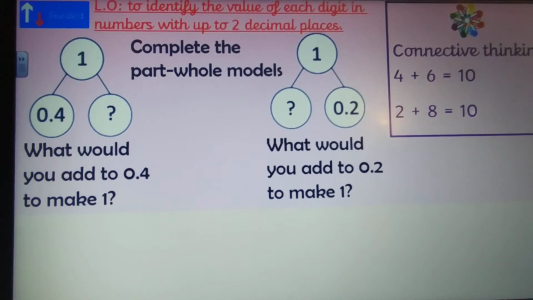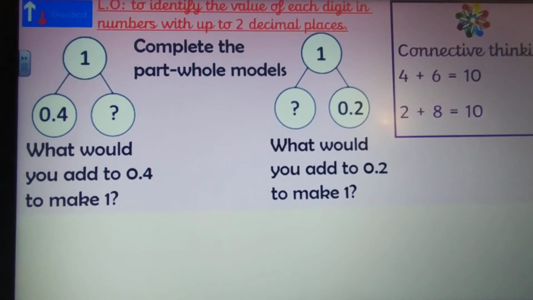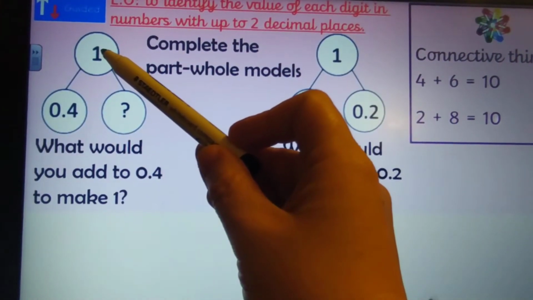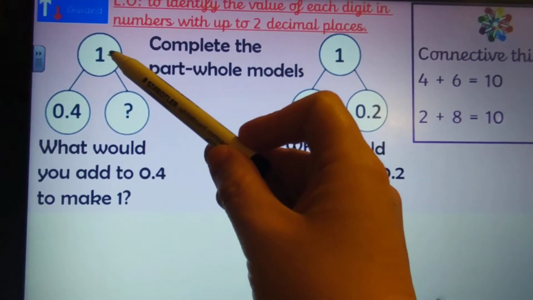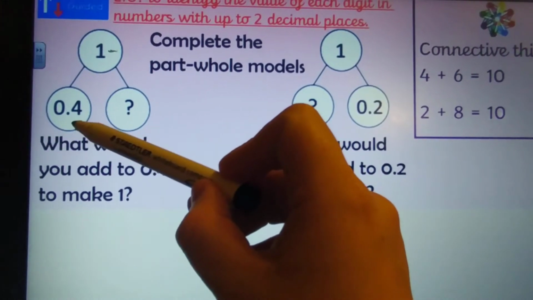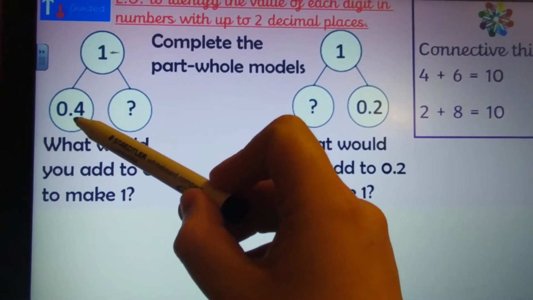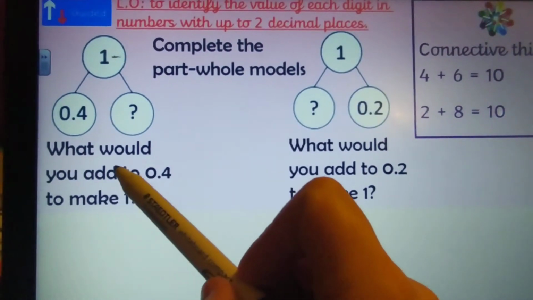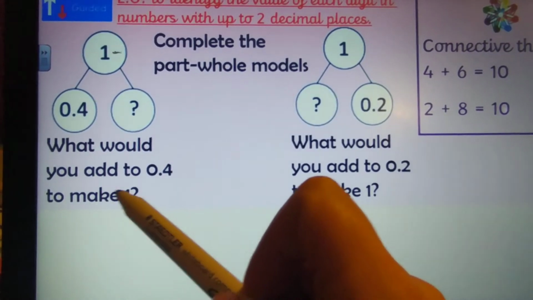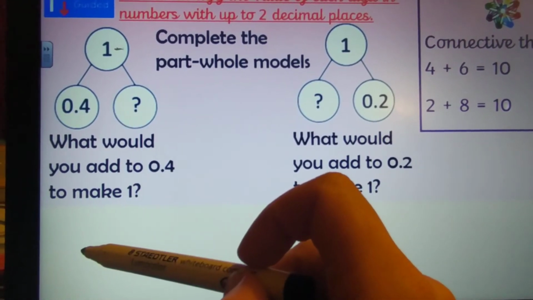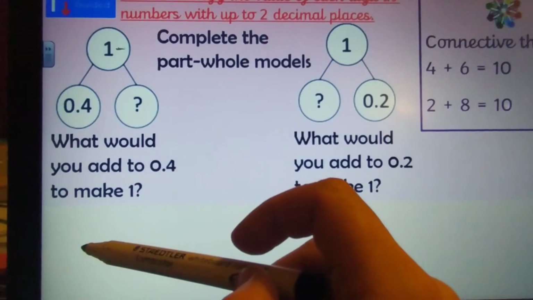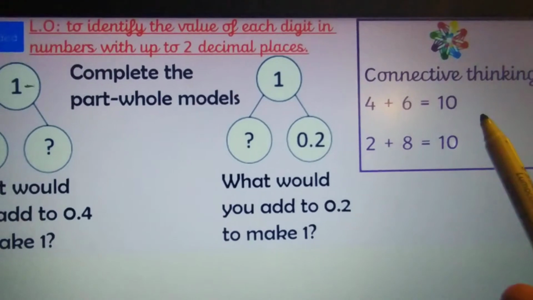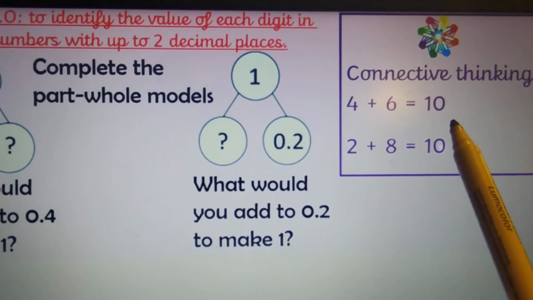So our first bit here says complete the part-whole models. So what we've got now is over here, the number 1 is our total amount. And it's been split into 2 parts. It's split into 0.4 and something else. So the question is, what would you add to 0.4 to make 1 whole? Now, you might actually know this already. You might have that knowledge with you. If you don't, if you come over here, we've got some connective thinking to help you.